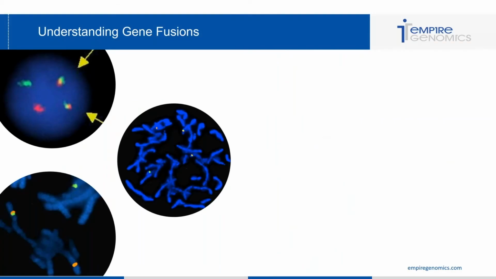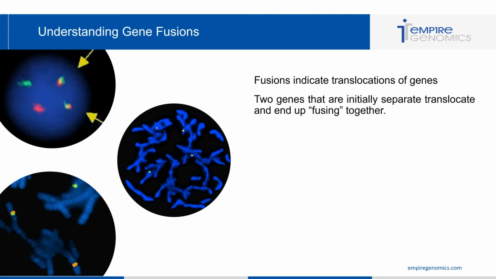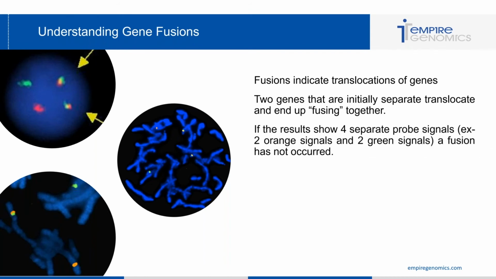So let's just take a moment to understand gene fusions. To the left here, you can see 3 slides with beautiful images of gene fusion probes. Fusions indicate translocations of genes. 2 genes that are initially separate translocate and end up fusing together. If the results of the FISH testing show 4 separate probe signals, for example, 2 orange signals and 2 green signals, a fusion has not occurred.